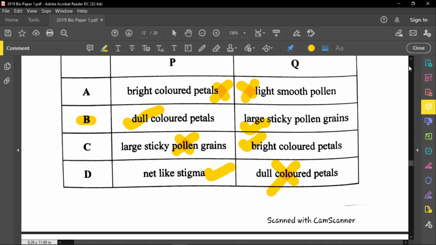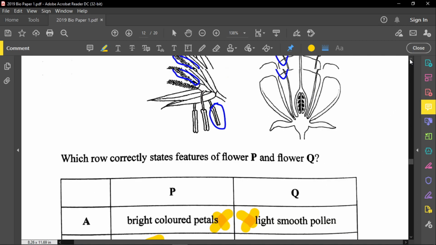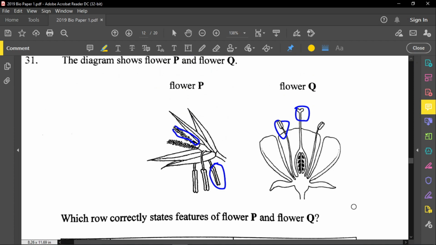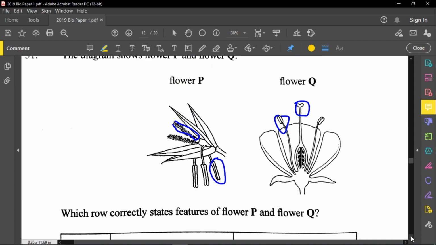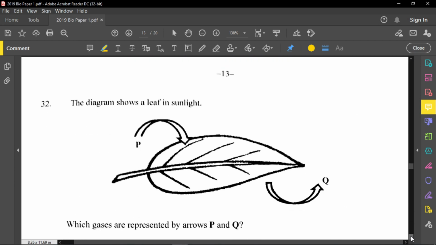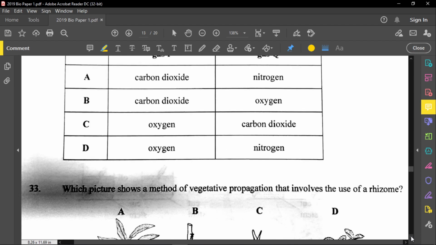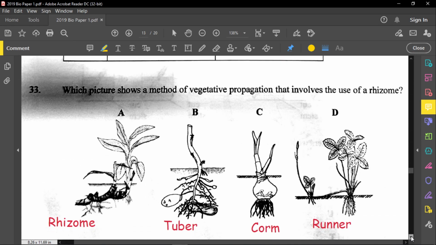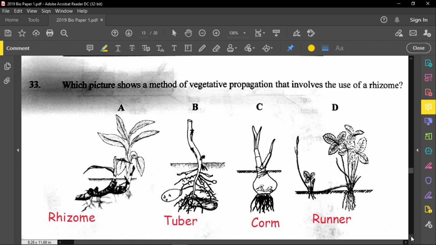So you can always just go back and look at the different flowers, observe them carefully, and know which one is which. All right, let's jump into question number 33. Again, I've labeled these for you to make life easier and make us spend less time doing this.